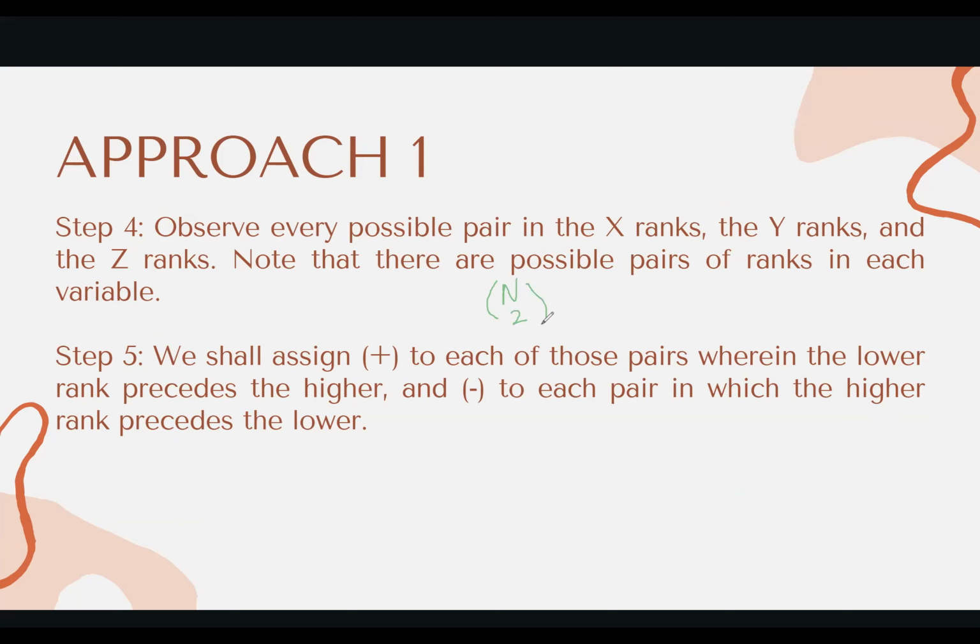For step 5, we shall assign plus to each of those pairs wherein the lower rank precedes the higher and minus to each pair in which the higher rank precedes the lower. So dito for step 5, we would see once again the concept of concordant and discordant. So this just implies that it is an extension of the Kendall T that was discussed in the previous video. So next slide.